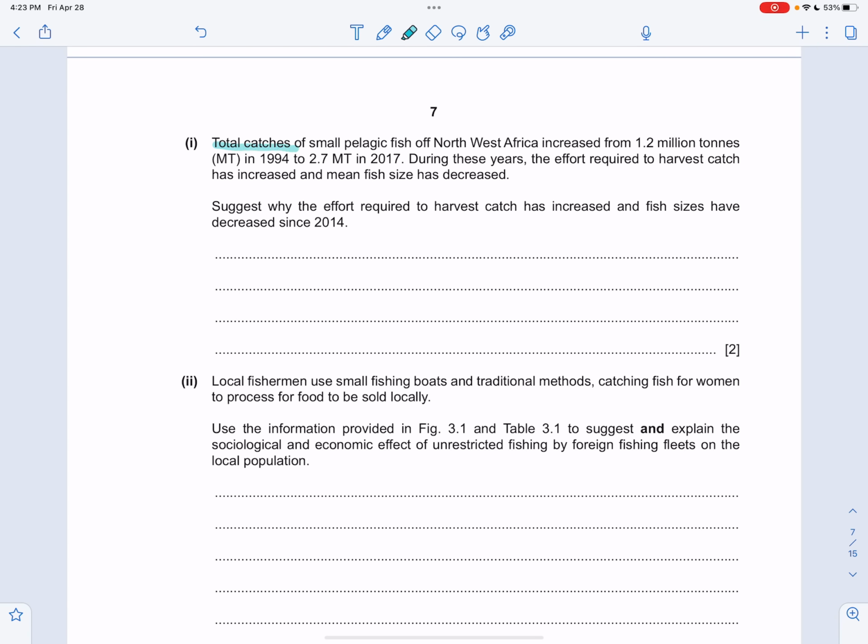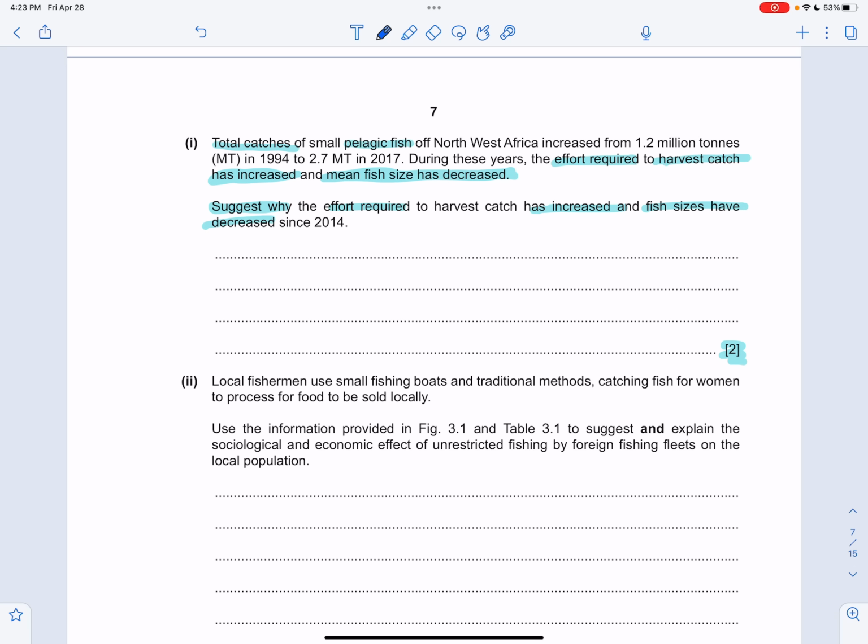All right, total catches of the pelagic fish off Northwest Africa have increased from 1.2 million tons in 1994 to 2.7 million tons in 2017. During those years, the effort required to harvest the catch has increased, so they had to work harder for it, and the average fish size has decreased, which will happen. And this question is definitely referencing catch per unit effort. Give reasons or suggest why the effort required has increased and the fish sizes have decreased. So why would they have to try harder, and then why are the fish not as big?